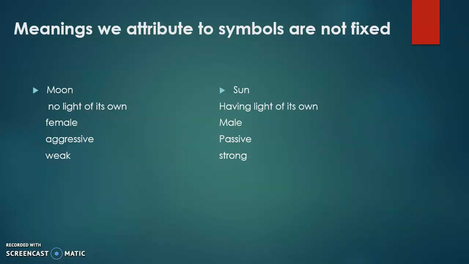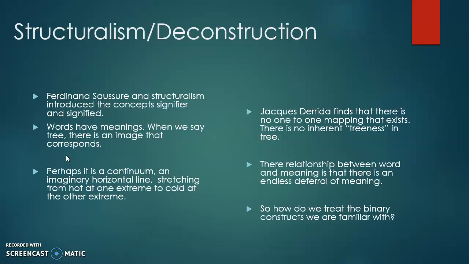When we talk about meanings now, we're going into a different domain. So moon, no light of its own. Moon you associate with females. I've made a mistake, so you're going to switch it around. I tried to line them up. So the sun has light of its own. The sun is associated with male, and with aggressive, being strong. The moon is associated with passive, so it must come over here, and with that which is weak. But all this meaning is something that predated us and we come to understand it.